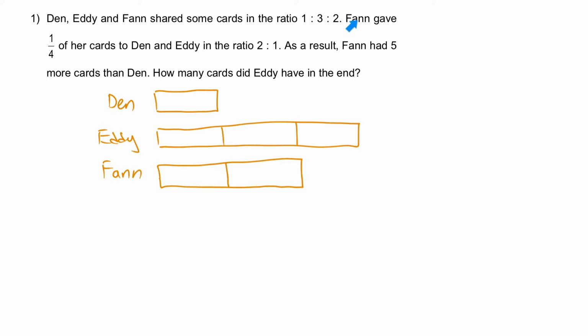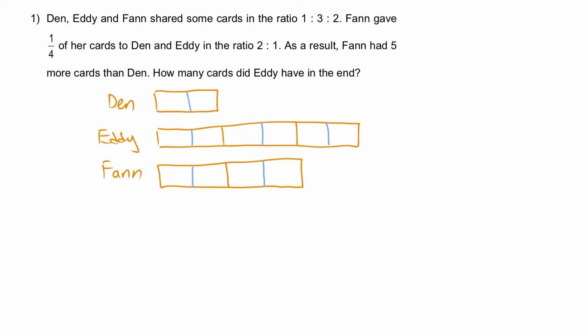After that, it mentioned Fan gave a quarter of her cards to Dan and Eddie. She's going to give away a quarter of her cards. It'll be much easier if we cut it into 2 each so that we have 4. So if we cut each unit into 2, we must do the same for the rest. Okay, and a quarter, which is this unit, she's going to give this 1 unit, a quarter, to Dan and Eddie in the ratio of 3:1.